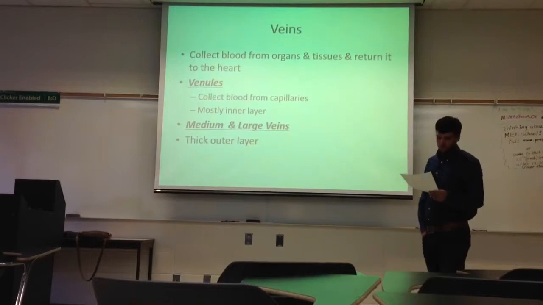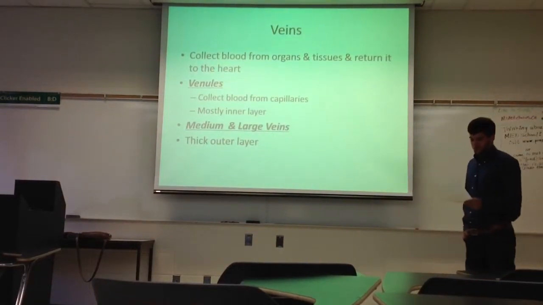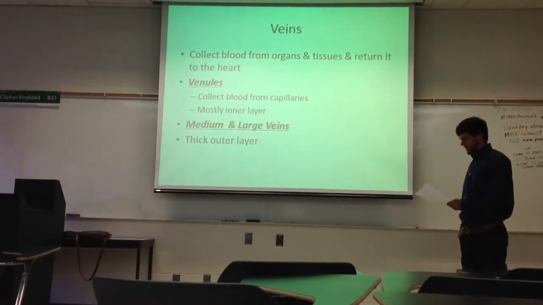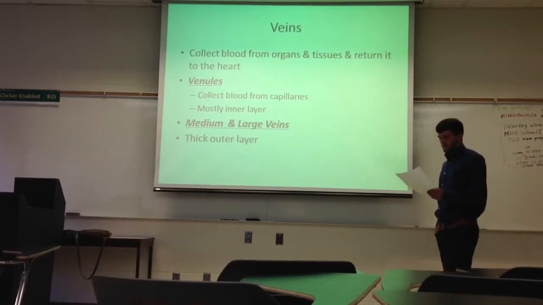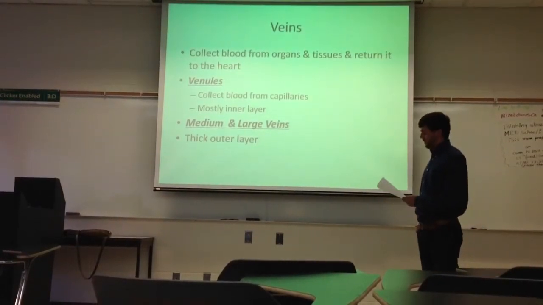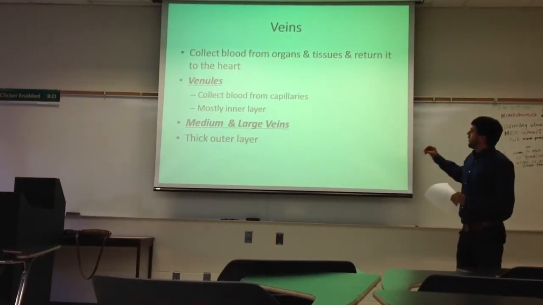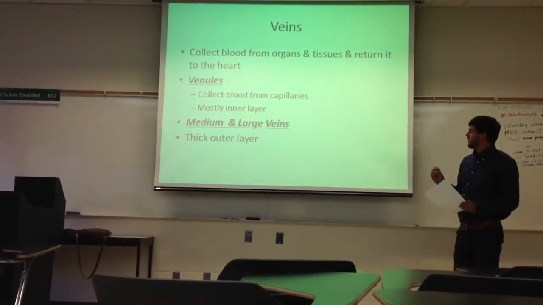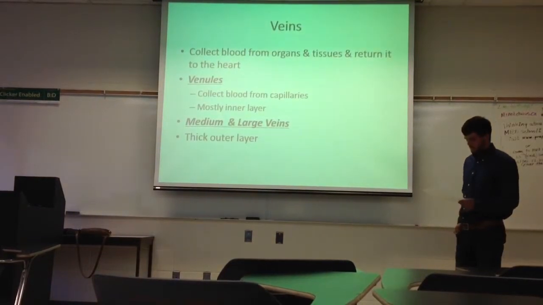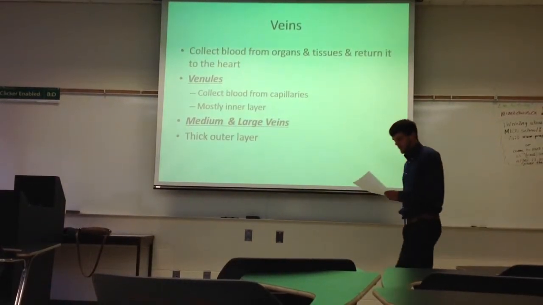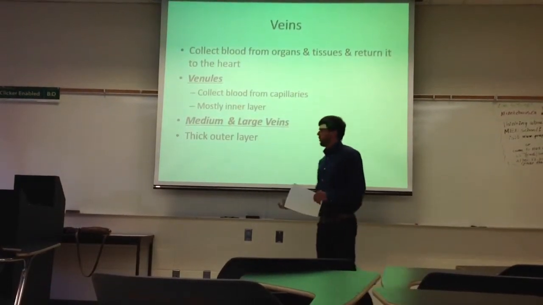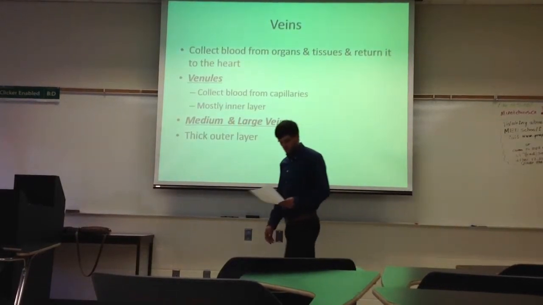So veins collect blood from your organs and your tissues and return it to the heart. They're much simpler in design, as I've already mentioned. We pretty much just have large and medium-sized veins, and then venules. So we go from capillaries into the venules. The venules collect blood from the capillaries, and they're mostly composed of a delicate inner layer. And then we're going to go back up in size, till we get to the heart.